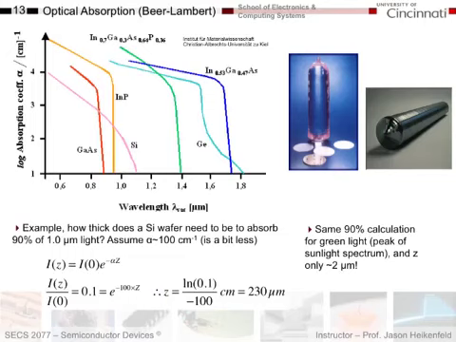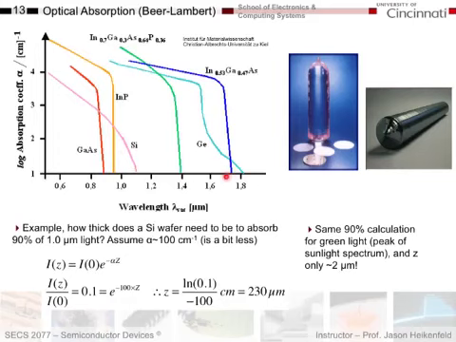Now, the absorption coefficient is different for different material systems and it changes with wavelength. So here's a plot of log of absorption coefficient. If this is 2, that means the absorption coefficient is 100 here. This is a log of absorption coefficient versus wavelength in micrometers. You've got a bunch of different material systems here with different band gap energies. Let's look at silicon here.